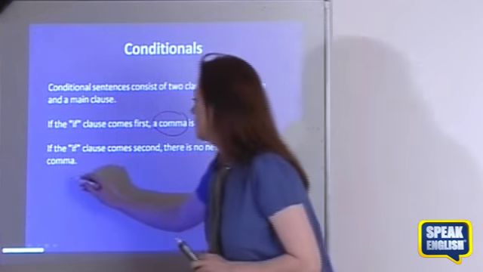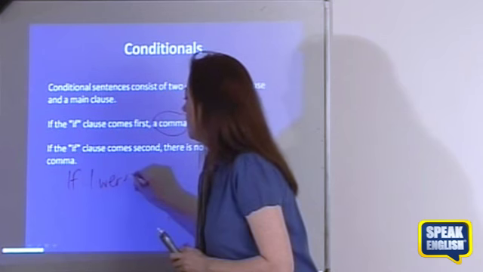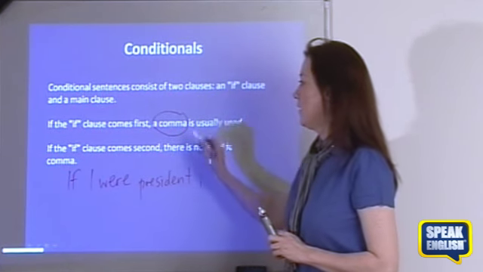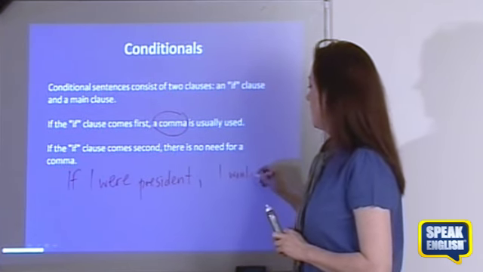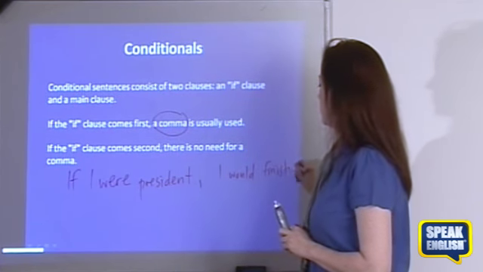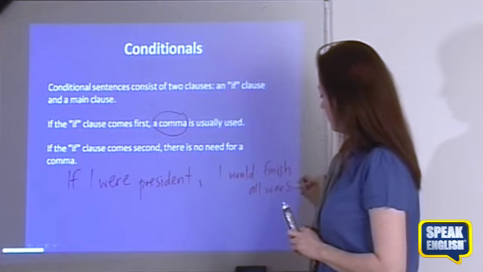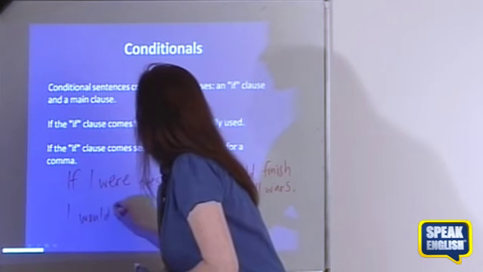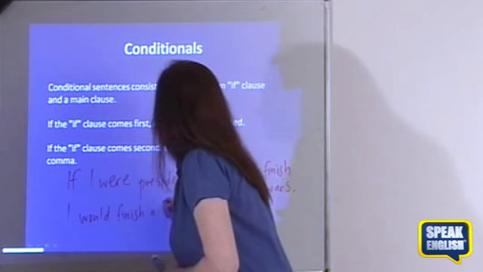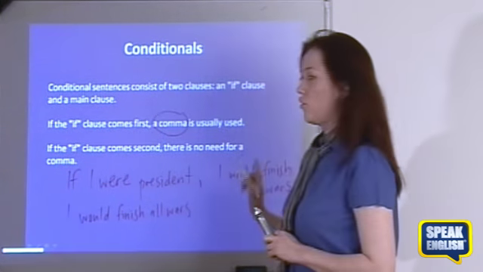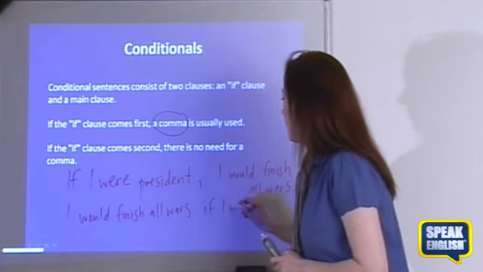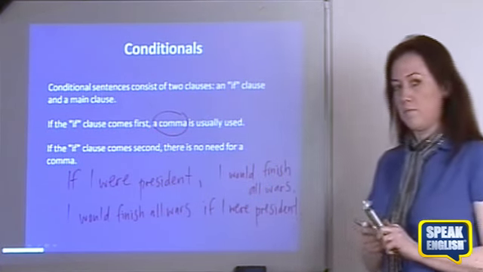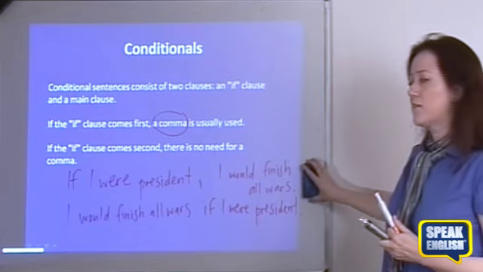For example, if I were president, comma, I would finish all wars. Okay? But if I move it around, I would finish all wars, no comma, if I were president. Okay? Right. Let's have a look at some different types of conditionals.